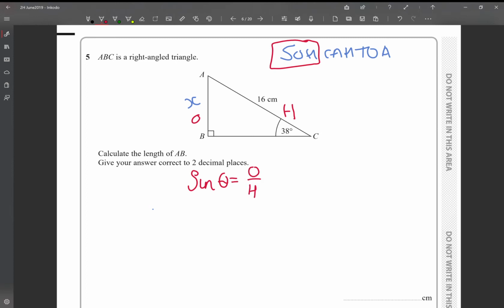And then we can fill in the bits we know. So we know the angle on this one, so the theta becomes 38. Sine 38 equals, we don't know the opposite, but we do know the hypotenuse. Okay, then if you get your calculator.